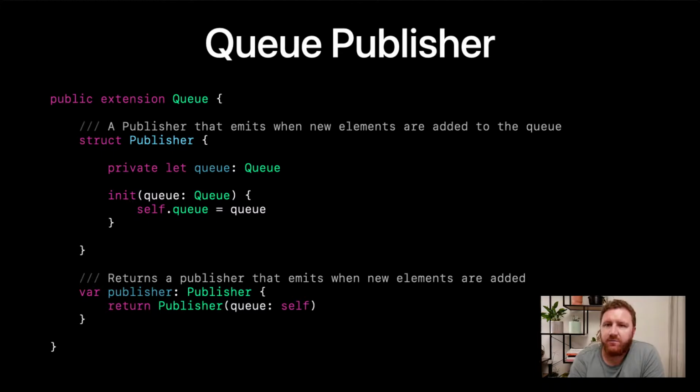And then we add a little computed property, just publisher, to return the actual publisher of the queue. So you can just go queue.publisher.sync.whatever, that sort of thing. And I'll have an example at the very end of how this all hangs together.